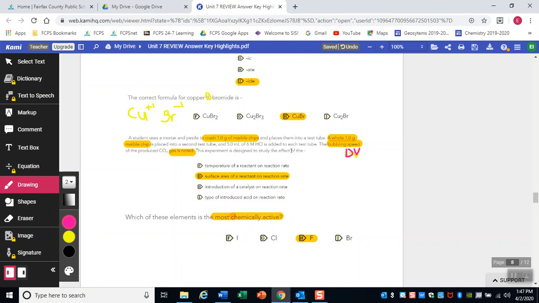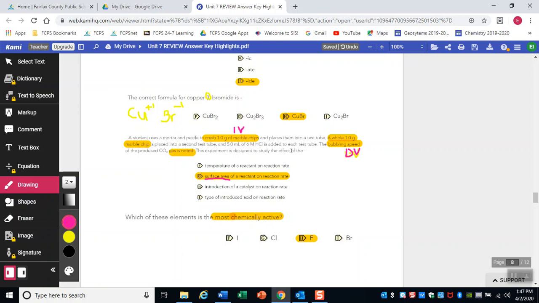All right, so what we're talking about here, if we go and look at it, we've got crushed marble chips and we have whole marble chips. So that is our IV. What did we change? We changed the kind of marble chips we've got, the size of the marble chips. We didn't change the temperature. We didn't introduce a catalyst. There's nothing about a catalyst here. There's nothing about an acid here. But we are talking about the size of the chips, and that has to do with surface area. The whole ones are going to have less surface area than if it's crushed. So that is why that's the best answer. That's the best fit.